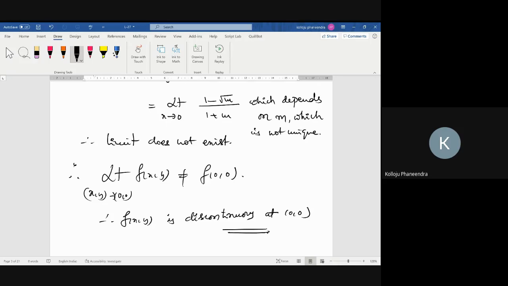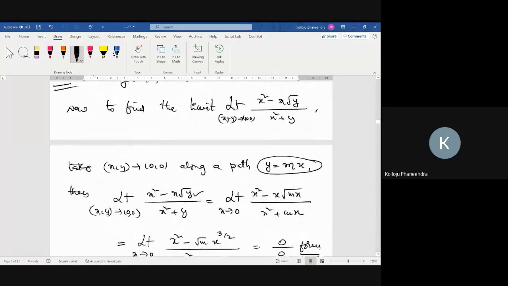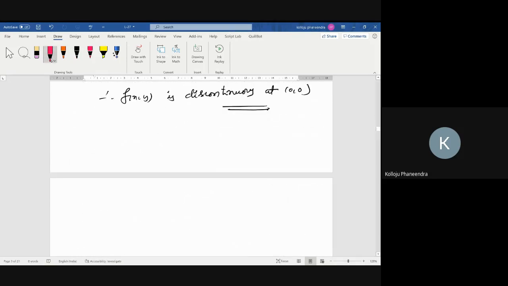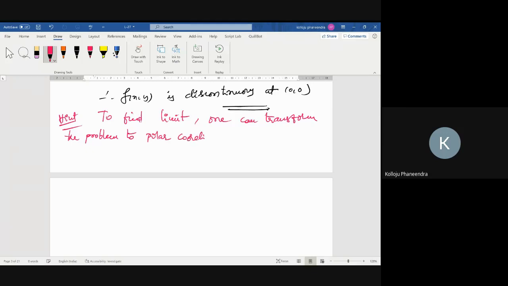One can solve such problems by using polar coordinates also. That means, to evaluate the limit value, you can put x = r cos θ, y = r sin θ, then take the limit as r tends to 0. I am just giving a hint to find the limit: one can transform the problem to polar coordinates by taking x = r cos θ, y = r sin θ, then the limit as r tends to 0.